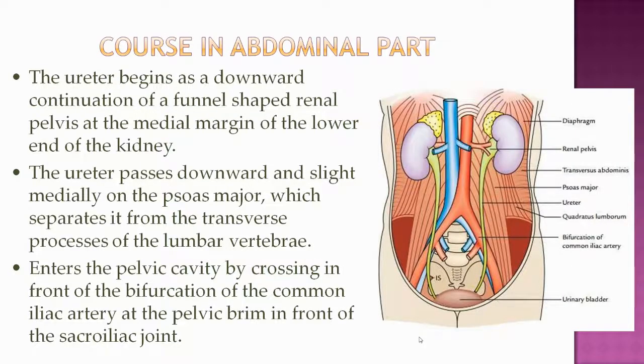Now we will see the course in the abdominal part. The ureter begins as a downward continuation of the funnel-shaped renal pelvis at the medial margin of the lower end of the kidney. The ureter passes downward and slides medially on psoas major, which separates it from the transverse processes of the lumbar vertebrae. Then it will enter the pelvic cavity by crossing in front of the bifurcation of the common iliac artery at the pelvic brim in front of the sacroiliac joint.